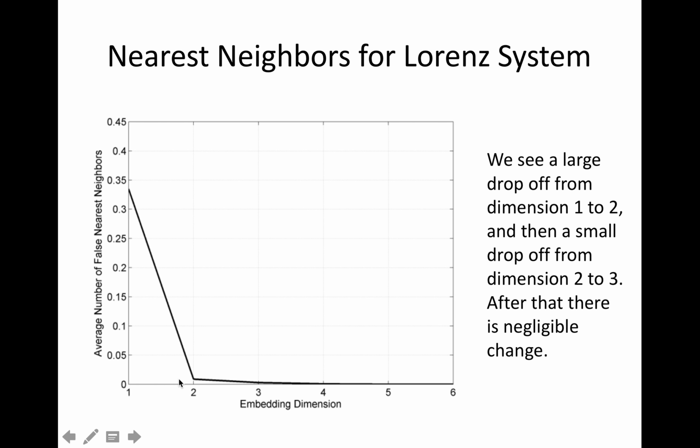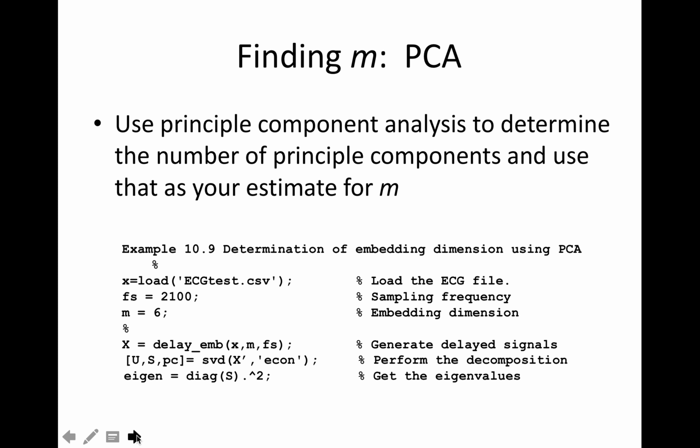If we look at different possible dimensions, and we look at the average number of false nearest neighbors, we find that for a single dimension we would have 0.35. Then we see a big drop off to probably about 0.01 when we go from 1 to 2. Another reasonably big drop off when we go from 2 to 3. And then it flattens out, and there really is negligible change. So what this says is that a good approximation would be to approximate this as a three-dimensional system. So that's how the nearest neighbor system works.